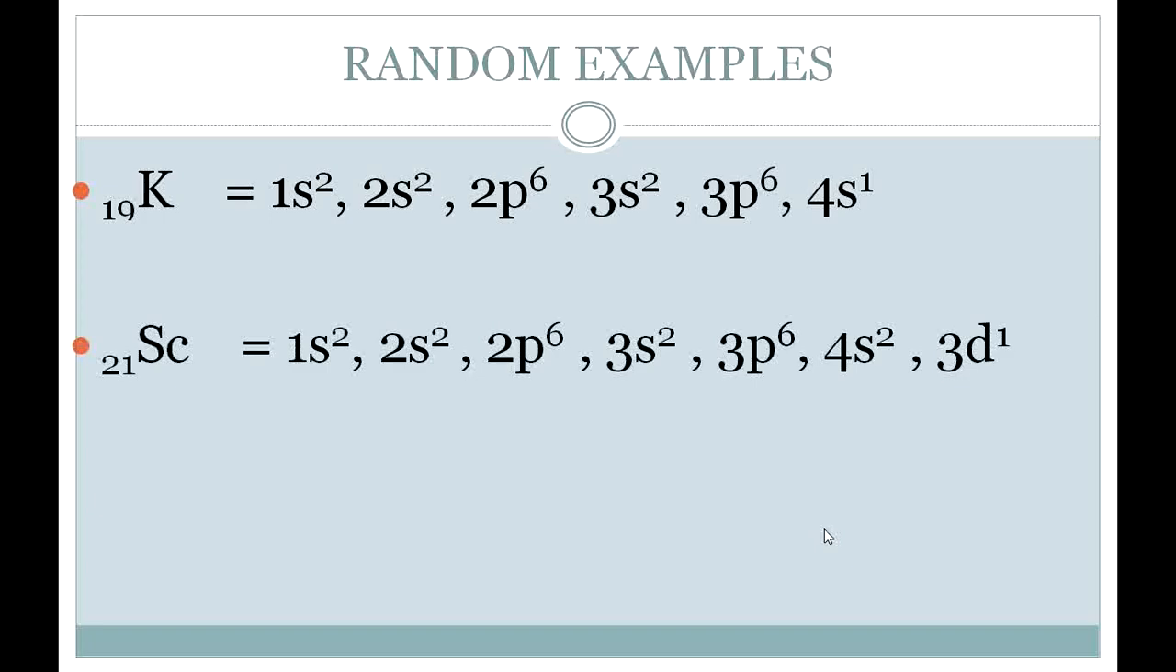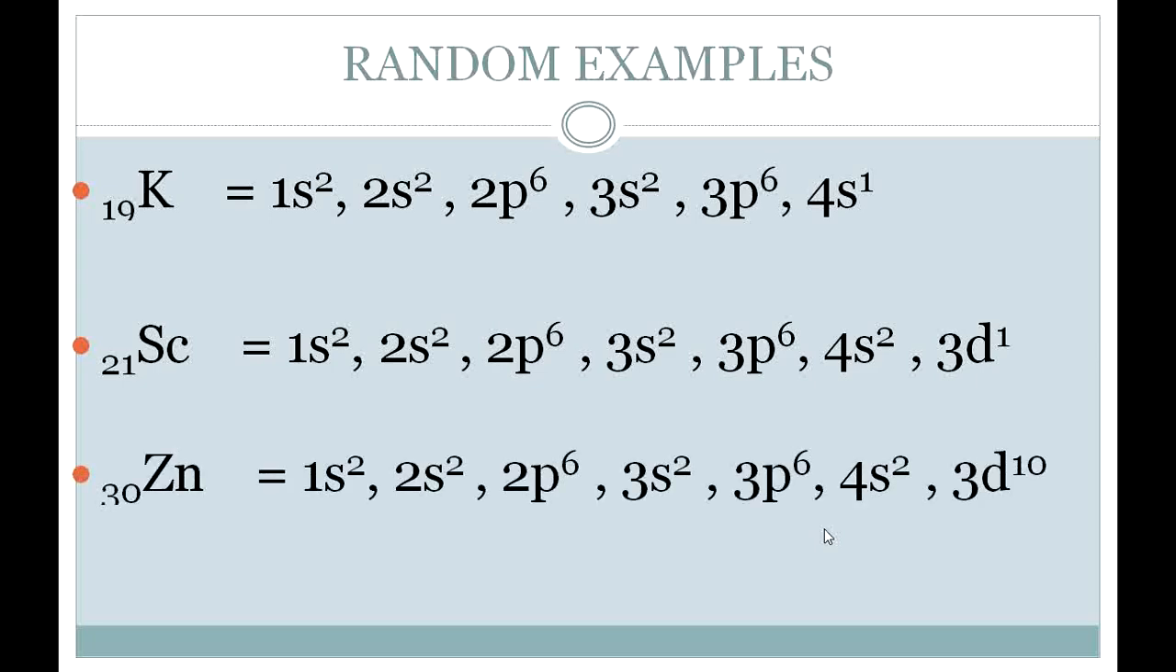Next is scandium. After the 4s orbital, the orbital arrow diagram tells us that the 3d orbital will be filled. Now scandium's electronic configuration is 1s2, 2s2, 2p6, 3s2, 3p6, 4s2, 3d1. Next is zinc. Zinc's atomic number is 30 and its last electron is placed in the 3d orbital. So its electronic configuration is 1s2, 2s2, 2p6, 3s2, 3p6, 4s2, 3d10.